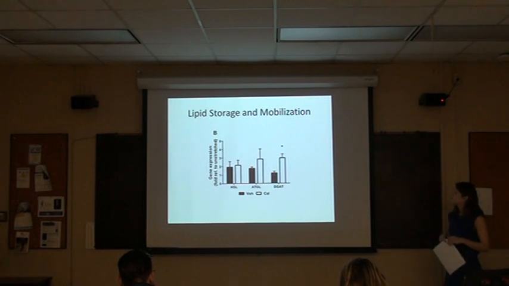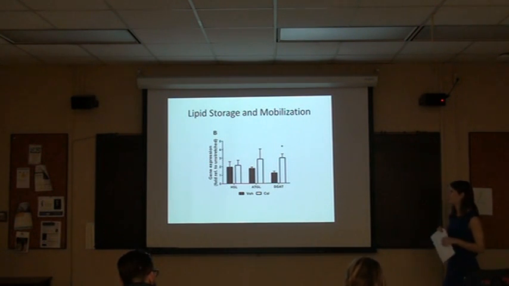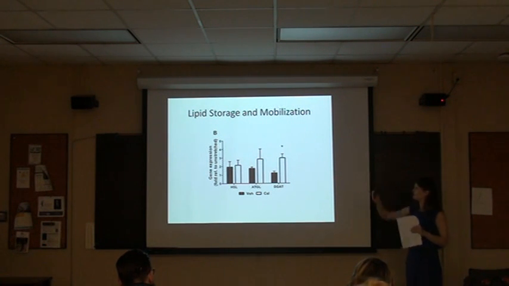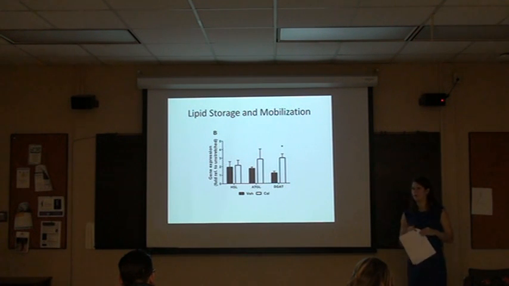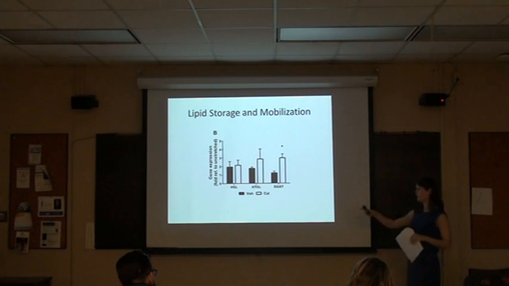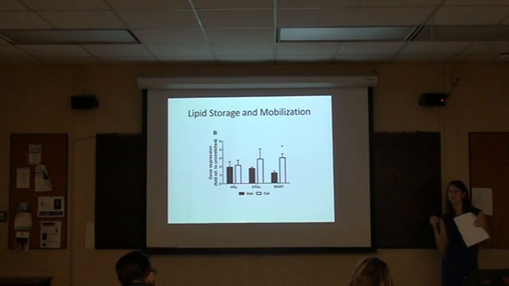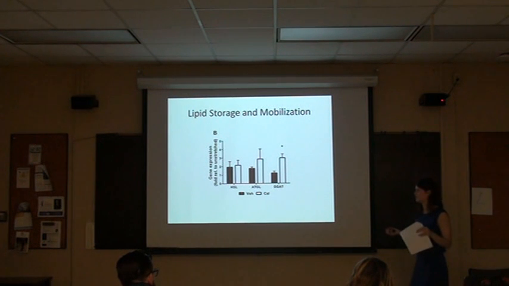Next, remember talking about HSL and ATGL for the lipolysis side of it all, or you can think lipid mobilization, and then DGAT for more formation of TAGs, so more lipid storage. DGAT significantly increased, and that was the only one when we were looking at the gene expression with calcitriol treatment. DGAT was the only one that significantly increased, again, to make you think that there's increased lipid storage there over increased lipolysis.